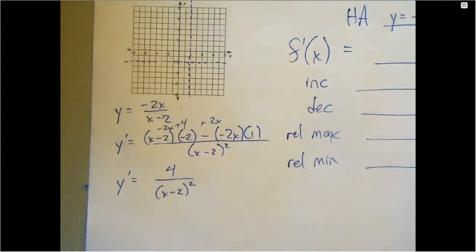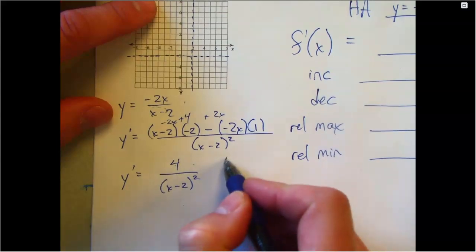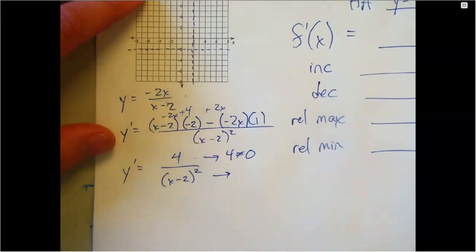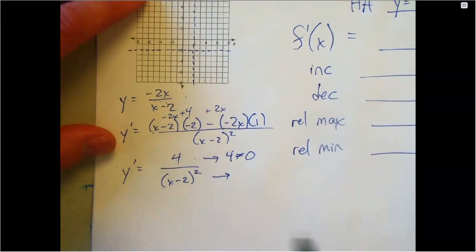So now we do our process. We're going to take the top, set it equals 0, take the bottom, set it equals 0, make our intervals and stuff like this. So if I set the top equals 0, nothing happens, right? 4 never equals 0. This one, if I set it equals 0, what would I get? I get x equals 2, right?